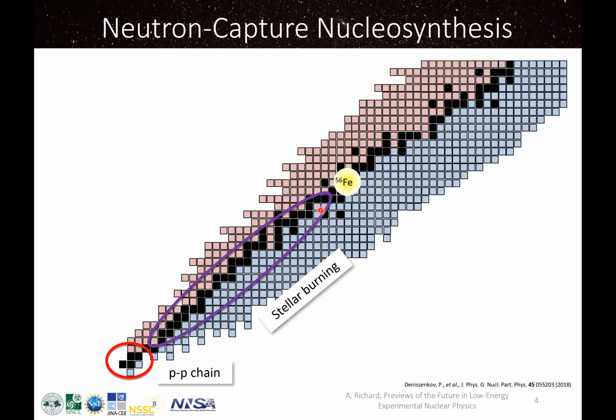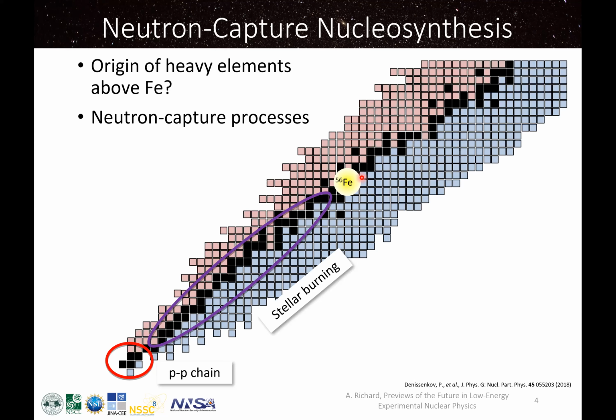We sort of understand that nuclei lighter than iron are formed in some sort of fusion process, whether that's the PP chain or something like stellar burning. But once we get up to iron, we really start to ask the question, what is the origin of heavy elements above iron? And the answer to that question, at least on the neutron-rich side, is that they're formed in some sort of neutron capture process.